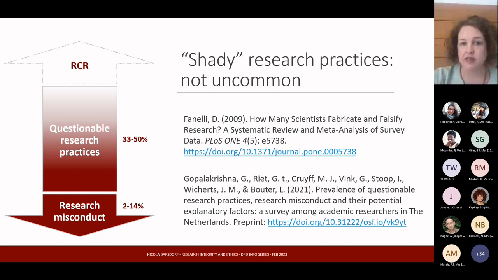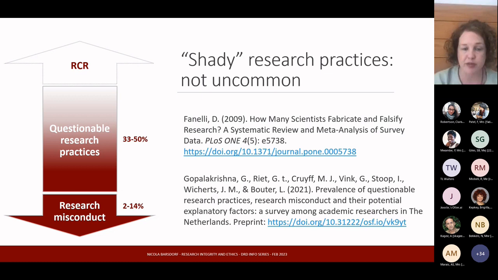And the reality is that these shady or questionable research practices are not uncommon. So I've just picked two studies that are more recent, one from 2009 that looked at how many scientists fabricate and falsify research, and then one from 2021, which looked at the prevalence of questionable research practices and research misconduct in the Netherlands. And from these studies, it looks like this research misconduct or fabrication, falsification, and plagiarism, the prevalence of this is relatively low at 2 to 14%.